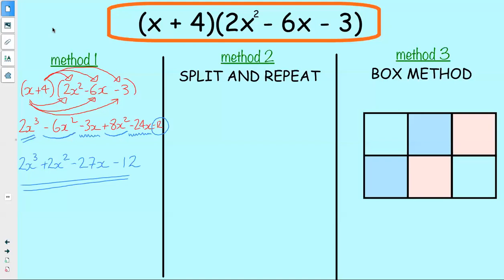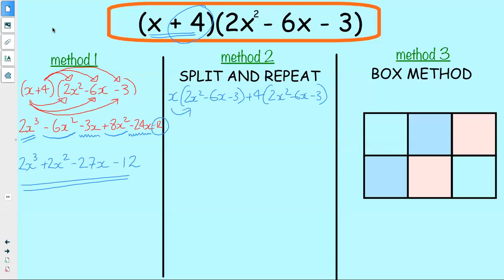Split and repeat, the same as last lesson. You're going to take this first bracket here and split it up. So we've got x, and then we repeat the second bracket, 2x squared, subtract 6x, subtract 3, and then we take the second term, which is your +4, and repeat the second bracket. And then we're going to multiply it out.